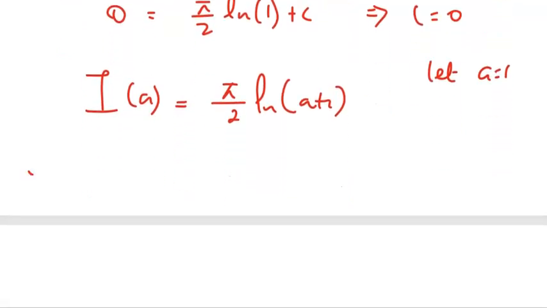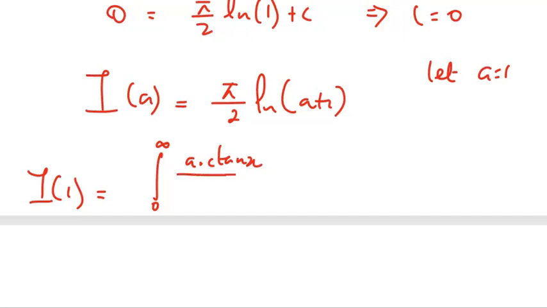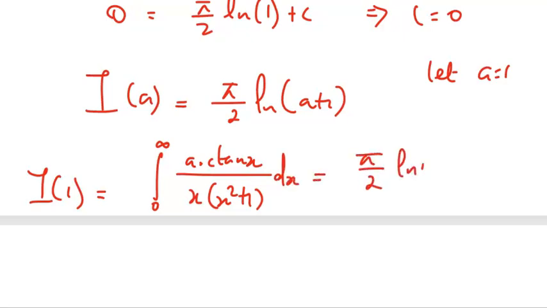That is saying that I of 1 is equal to the integral from 0 to infinity of the arctangent of x divided by x times (x squared plus 1) dx, and this is equal to pi by 2 ln of 2. So this right over here is our solution.